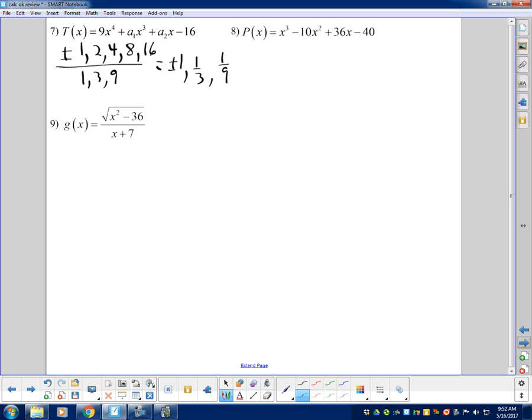Let's list the rest. 2. So now I've moved on to the 2 over 1, and then the 2 over 3, and then the 2 over 9. And we'll just keep going. Now we move to the 4, so it's plus or minus 4 over 1, 4 over 3, 4 over 9. And then we move to the 8, and it's plus or minus 8, 8 over 3, 8 over 9. And then finally move to the 16, so it's plus or minus 16, 16 over 3, 16 over 9.